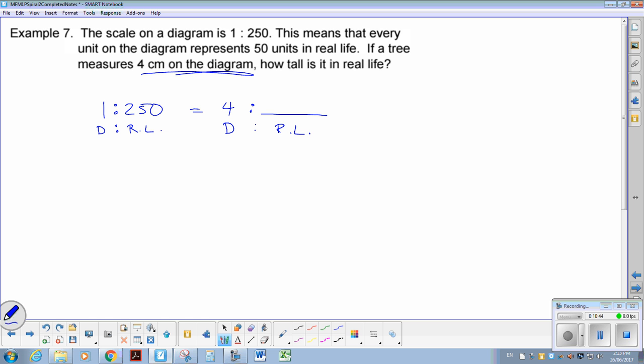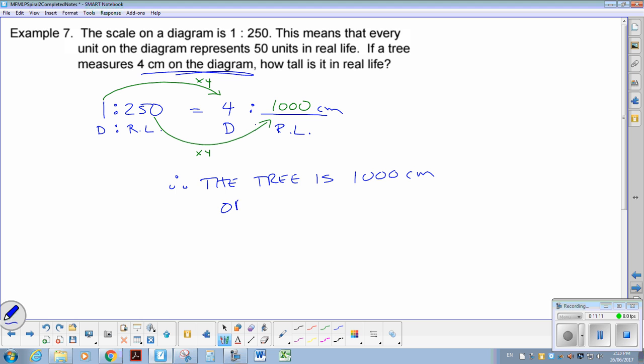So I'm just putting the subscripts there so I know which is which. So to go from 1 to 4, I multiplied by 4. So that means that the 250 has to be multiplied by 4. So when we multiply by 4, we get 1,000. That's in centimeters. So therefore, the tree is 1,000 centimeters or 10 meters tall. All right. So there we go.